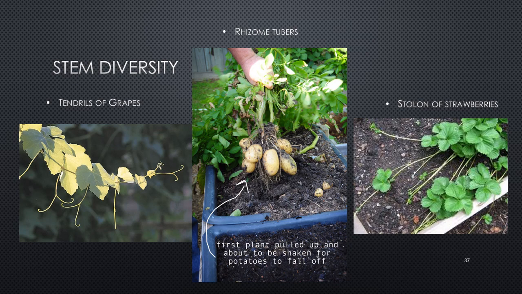And then just another example is a stolon, is what we call it, in a strawberry plant. If you've ever seen them throw out these stems, and then from those stems roots start to grow and they start a whole new plant. So those are just a little bit of some stem diversity.